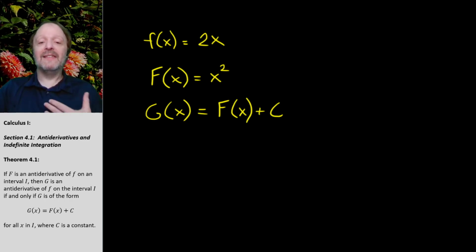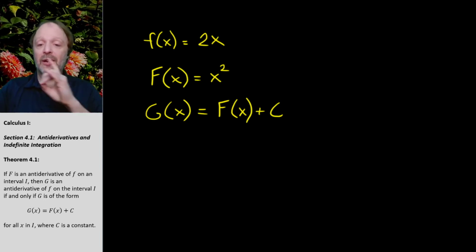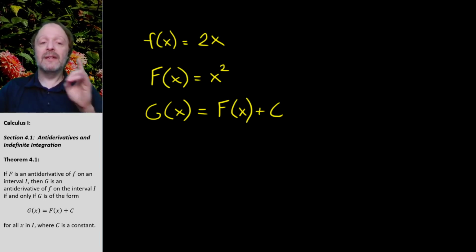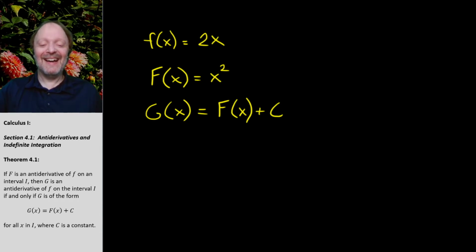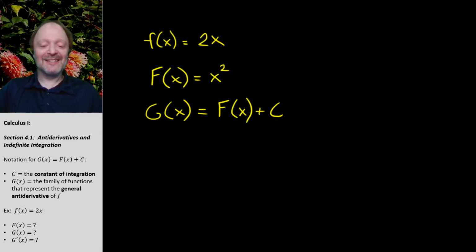So this is basically saying what we've already said, that you can have as many antiderivatives as you want, as long as they differ only by a constant. They're all good. Okay? I know that was a lot to take in. Let's go on to the next one, and we'll start working some examples here in just a sec.